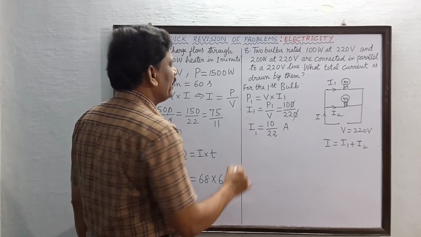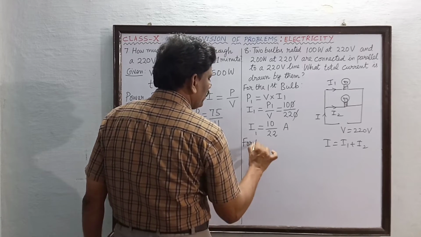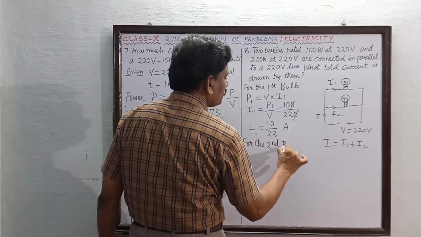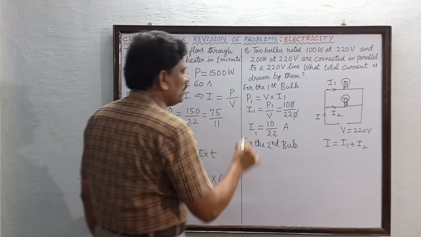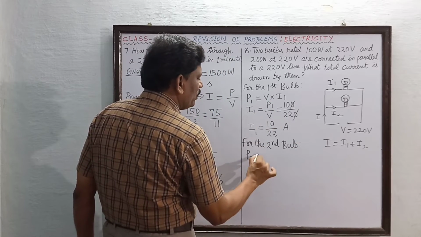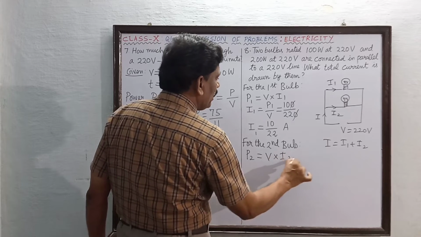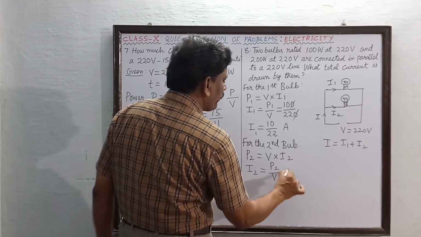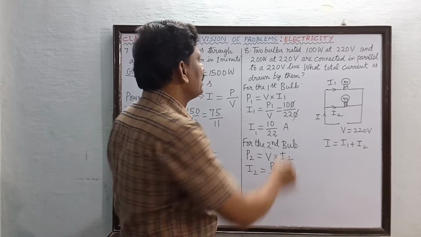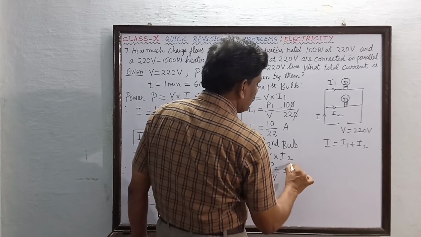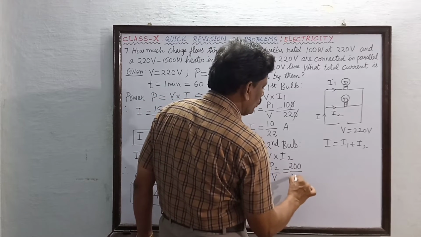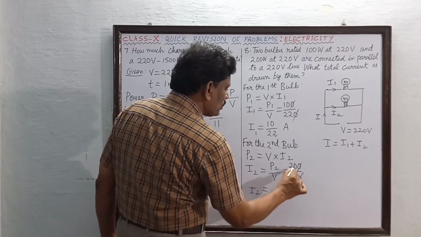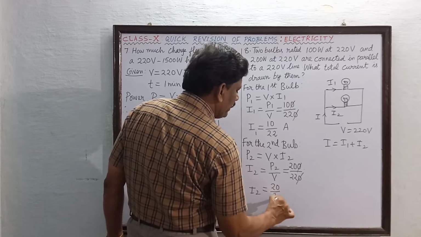Similarly, for the second bulb, P2 is equal to voltage V into I2. Therefore, I2 is equal to P2 divided by V. The power of the second bulb is given as 200 watt. So this is 200 divided by 220. So current I2 is equal to 20 by 22 ampere.